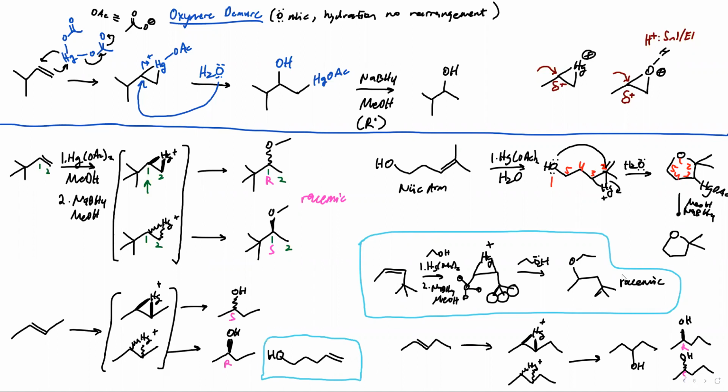The main point to take away from this one is the fact that if you do an attack here, you can form a 5-member ring this way, or you can form a 6-member ring this way. And a great question is, well, 6 is better than 5, right? But 5 is more substituted. So what actually matters here?